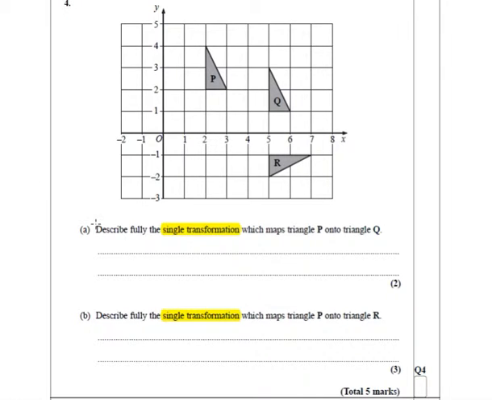So for question A, you're looking at the transformation which goes from P, triangle P, to triangle Q. When it's just a slide, this is called a translation. So the first transformation is the translation. It's not rotated, it's not reflected, it's not enlarged, it's the same size, so it's a translation.